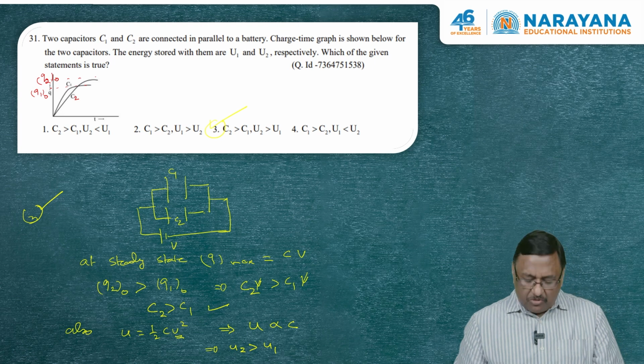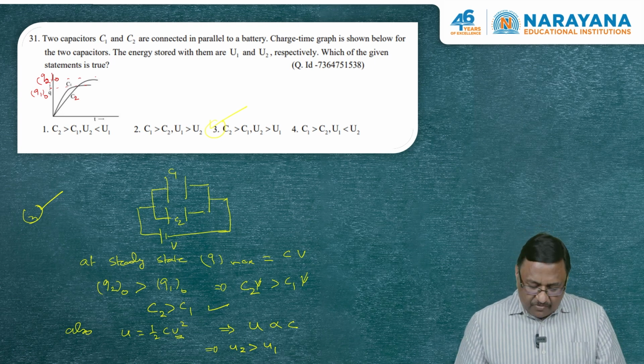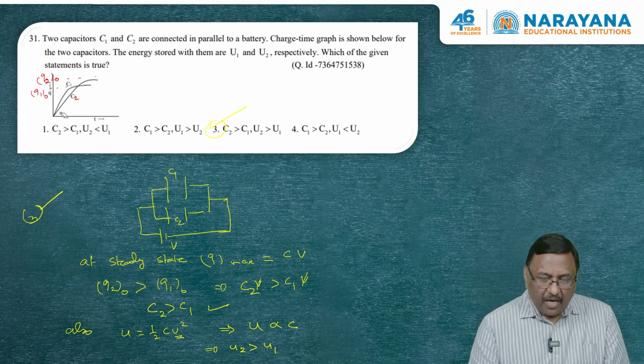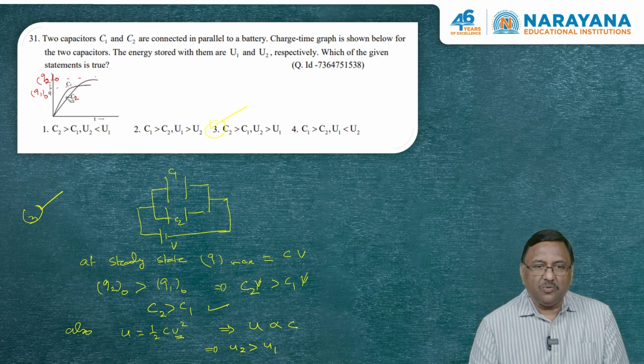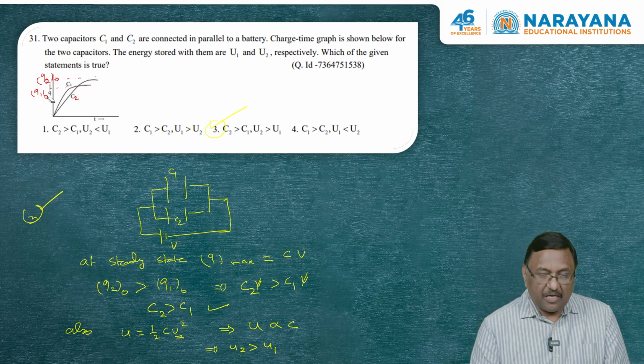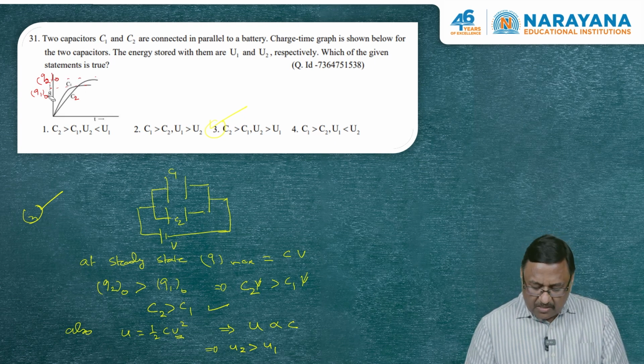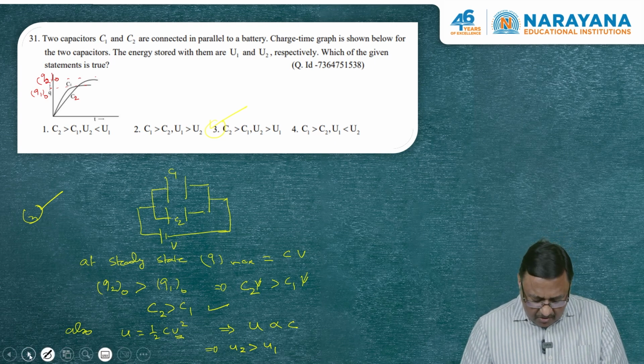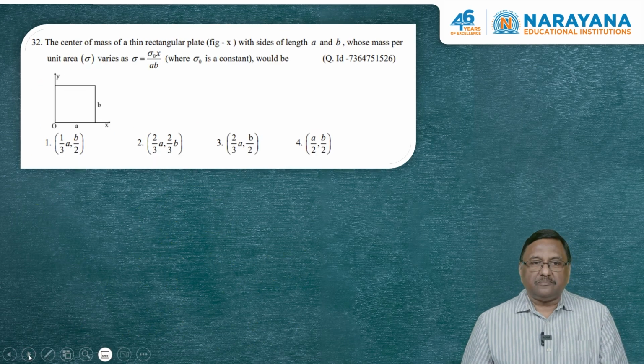I hope there is no confusion because we are writing it is parallel. As we have written, the graph is indicating the second capacitor is going to acquire more charge. So this is Q2 is more and this is Q1 is less. So I can say C2 is more than C1. It's again a very straightforward question, so not an issue. That is also a simple question for us.